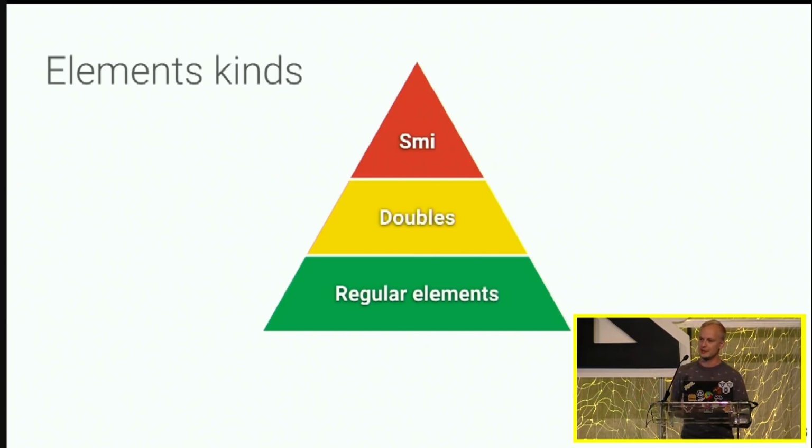But what's important here is that these elements kind transitions can only go in one direction. You can go from the specific types at the top, like packed SMI elements, to a more general kind, like packed elements. But once you reach the bottom of the pyramid, you can never go back up. You can only go downwards through the pyramid.